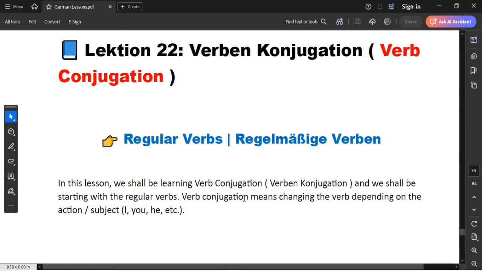Verb conjugation means changing the verb depending on the action or the subject. And which are the subjects? I, you, he, she, it, you, they. Those are the subjects. So, verb conjugation means changing the verb depending on the action being done or the subject.